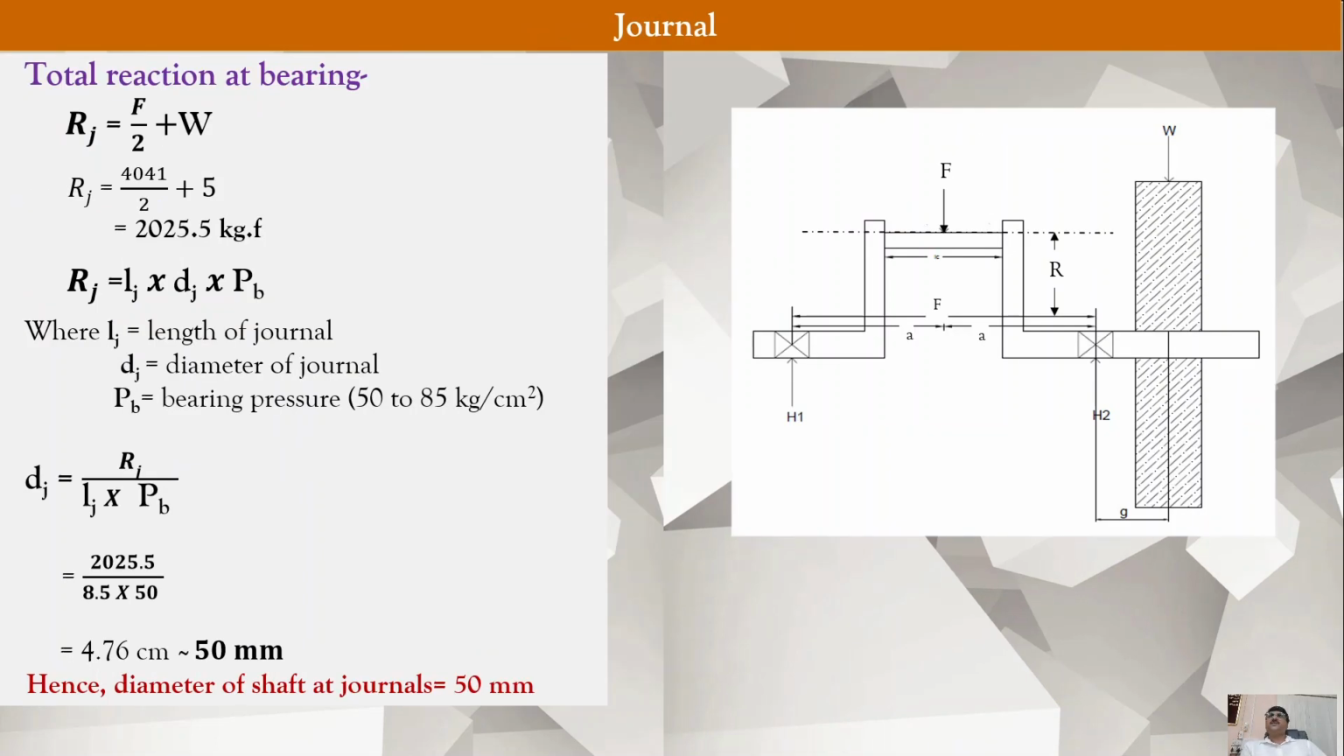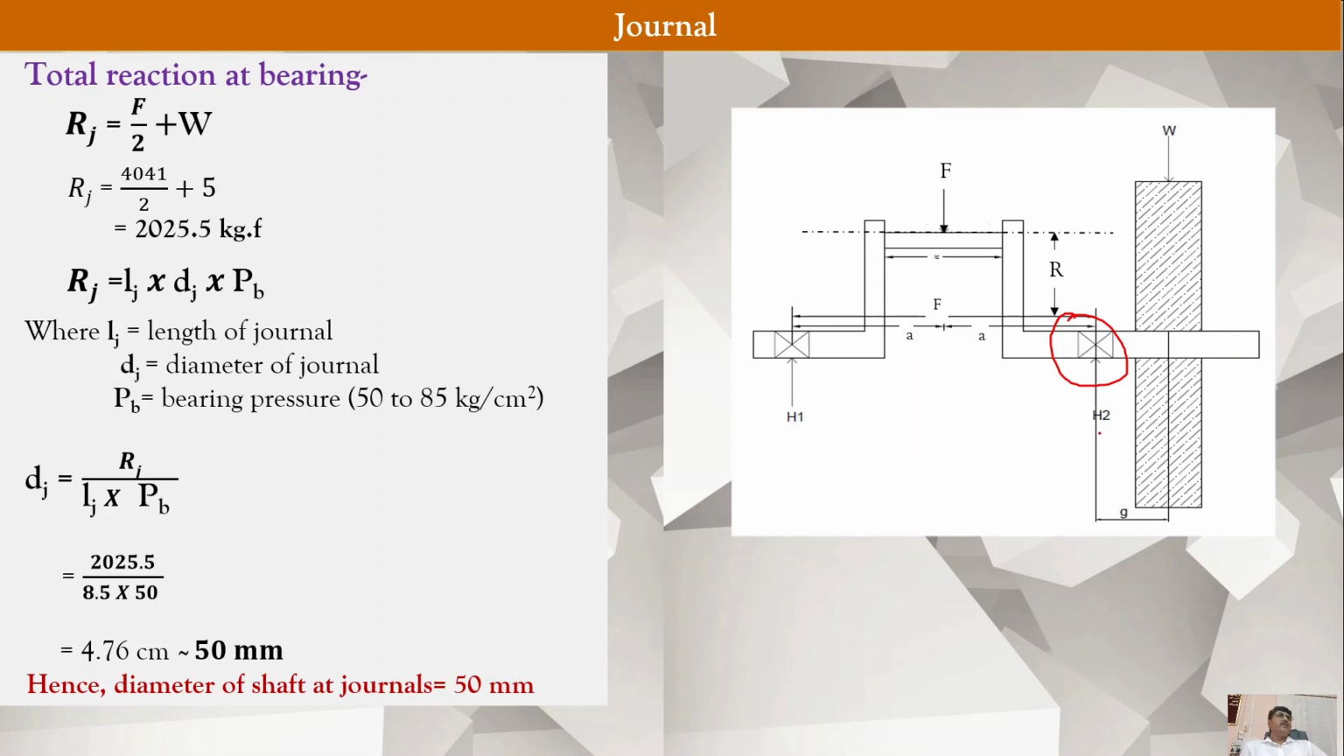Now let's design the journal. Here are two journals or bearings. One is left hand, another one is right hand. So let's focus on the right hand bearing. Here is the right hand bearing. So total force acting on the crank pin is F. F is the maximum force when the piston is at dead center. This is calculated using the value of gas pressure as maximum explosion pressure. F is balanced by the reactions at journals, that is H1 and H2.